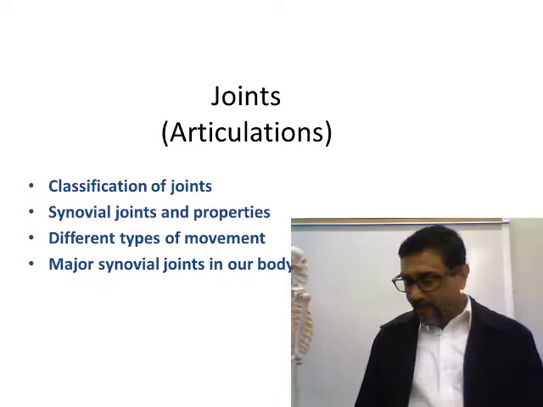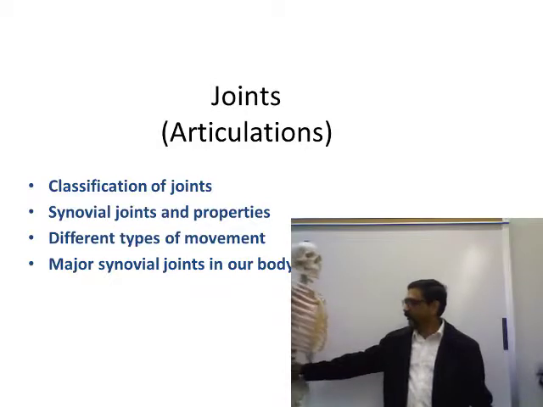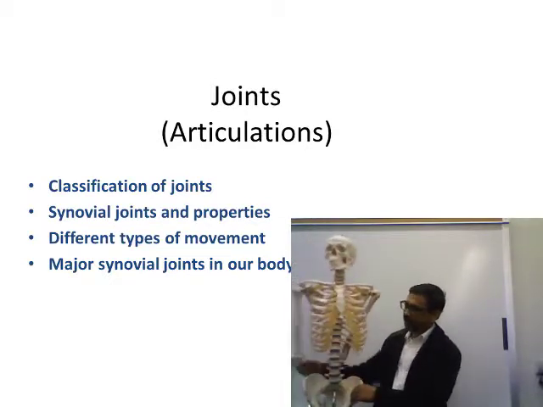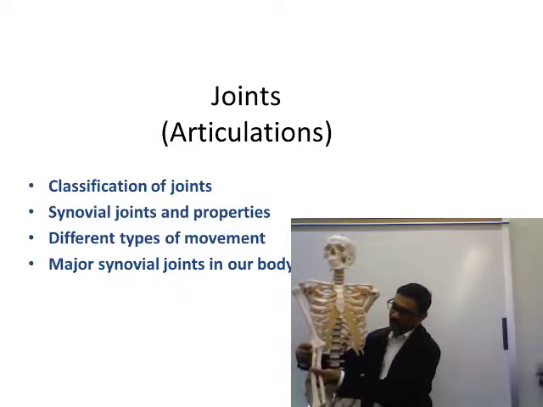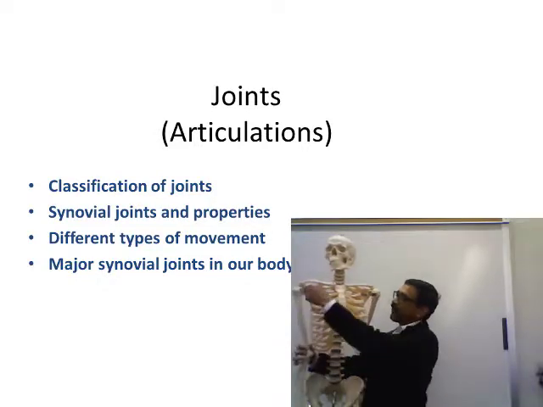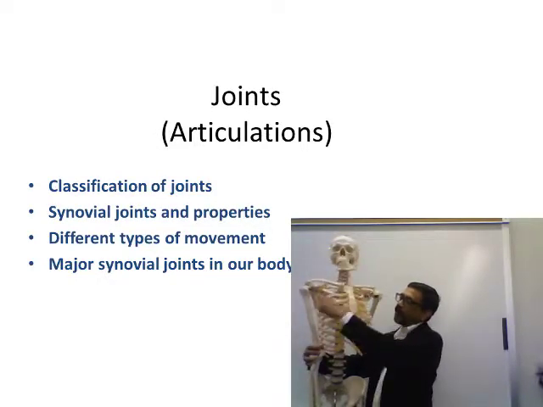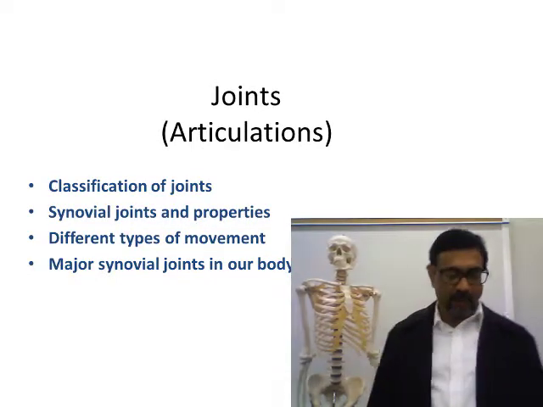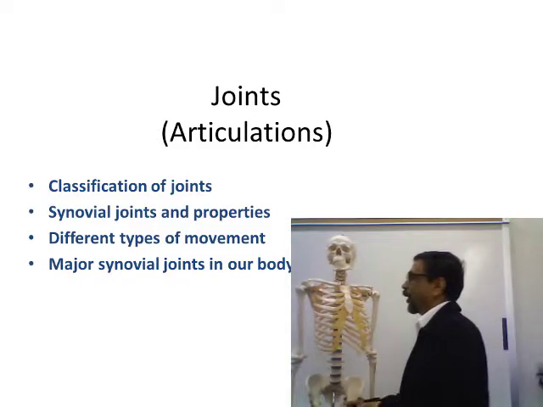Okay. So here you see, this is the elbow joint. You all know that. How many bones are here? 3, right? The lower end of the humerus, and the upper ends of the radius and ulna. So 3 bones form this joint. This is the shoulder joint. 2 bones, scapula and the humerus. So 2 or more bones unite to form a joint.